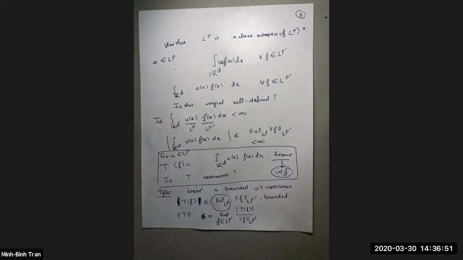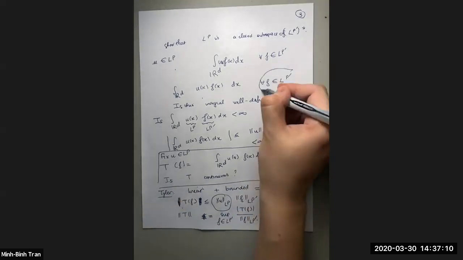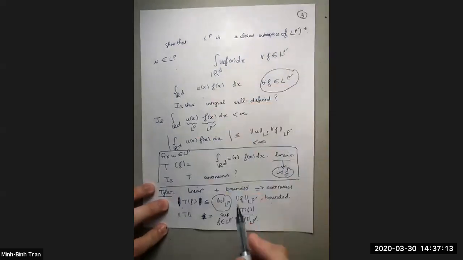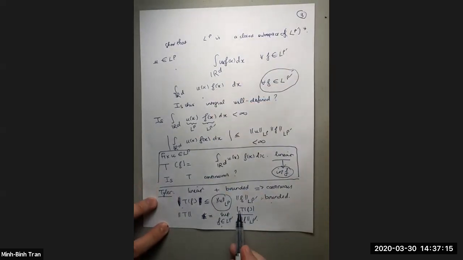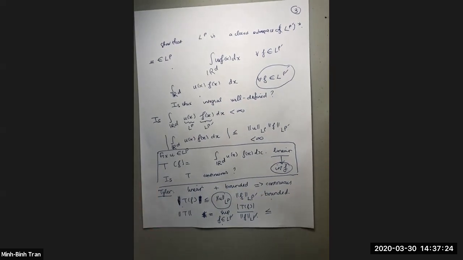This is something that Jonathan asked about in, I think, two lectures ago. So what is the norm of a linear mapping? The norm of a linear mapping will be the supremum over all f in the vector space. Here, because we consider all f in L^p', we have to take the supremum over all f in L^p' of the absolute value of T(f) over ||f||_p'. Can you estimate this norm? This norm has to be bounded by a constant. What is it?